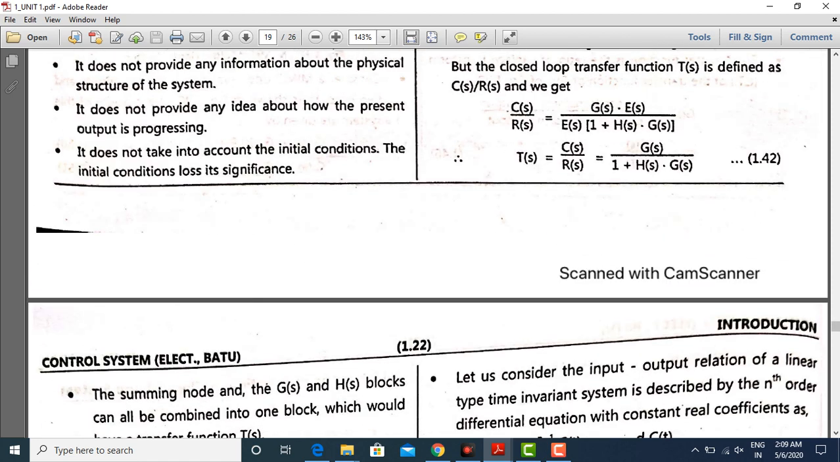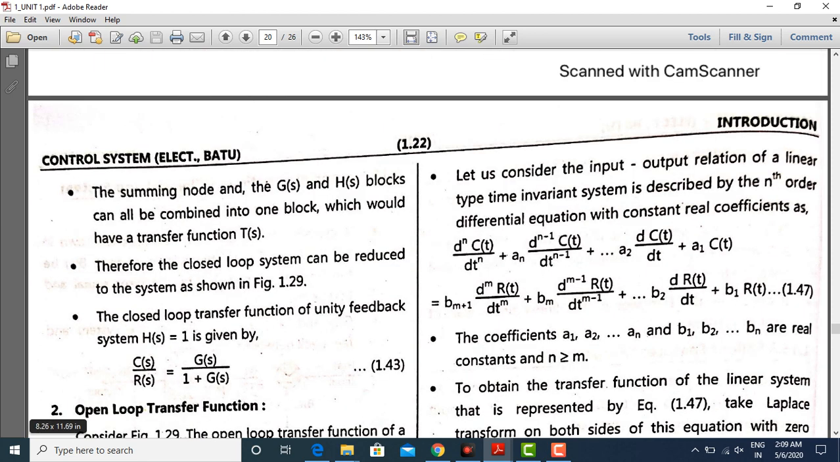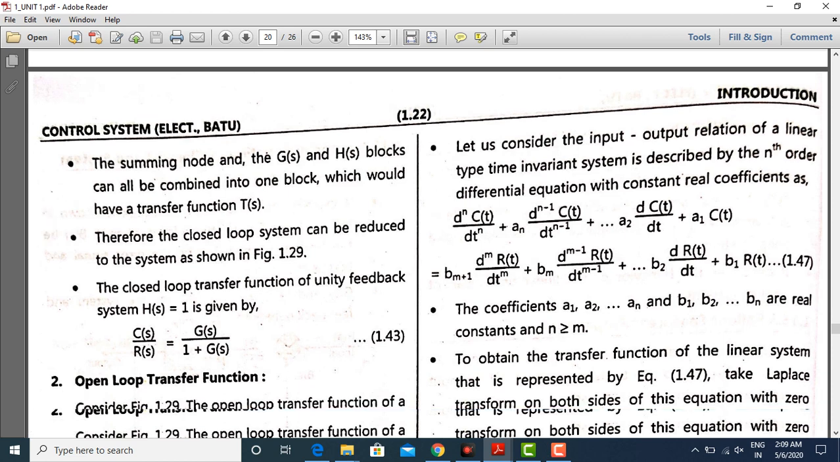If your feedback, that is h of s, is 1, then the equation will be g of s upon 1 plus g of s into h of s.